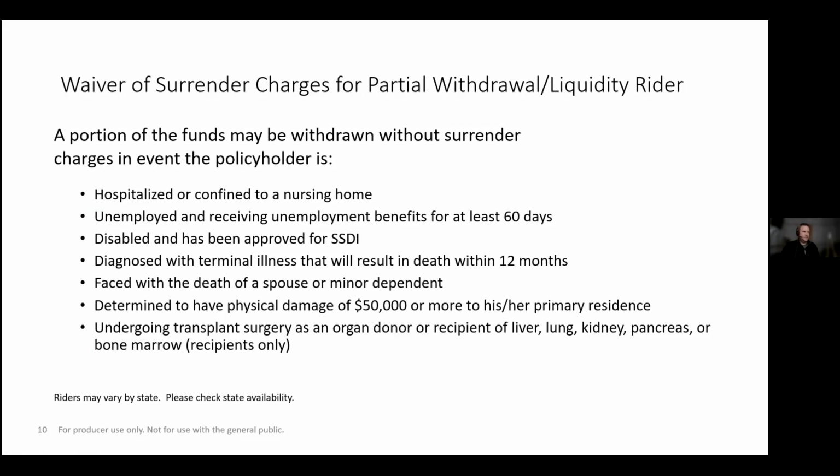But if they do have any of these where they're unemployed, hospitalized, disabled, diagnosed with terminal illness, faced with death of a spouse or minor dependent, or physical damage of 50,000 or more to their primary residence, or transplant surgery, we will waive those surrender charges so that they would have full access to their cash value earlier than that 15-year mark.